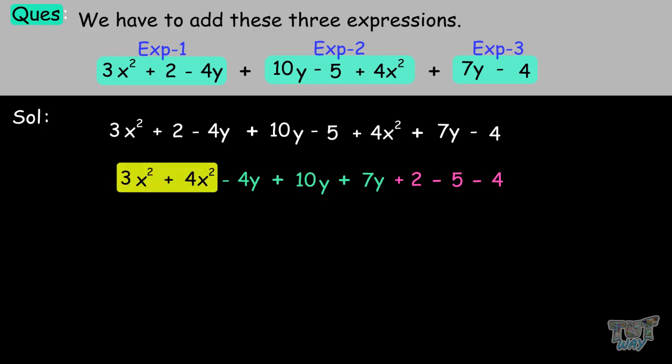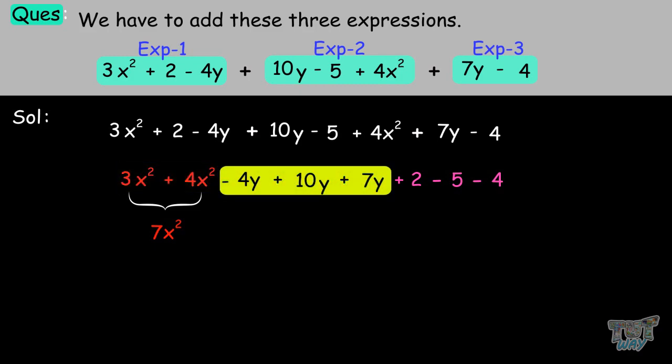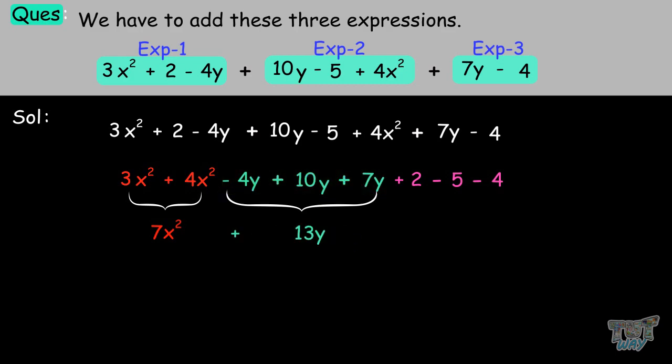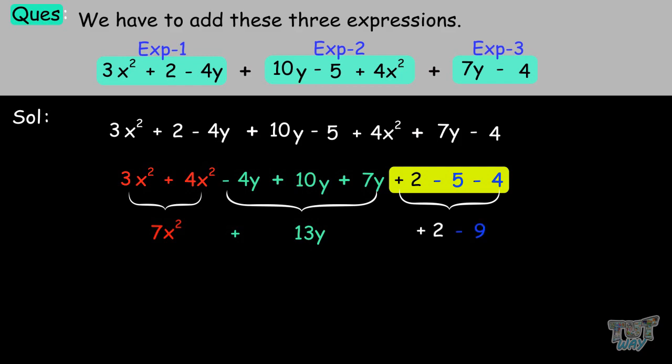So you have 3x squared plus 4x squared. Both are positive. You add to get 7x squared. Now you have negative 4y plus 10y plus 7y. You add 10y and 7y to get 17y. Then you have negative 4y plus 17y. You keep the positive sign because it belongs to the larger number. And then you get a final answer of positive 13y. And now you have to add and subtract 2 minus 5 minus 4. You subtract negative 5 and negative 4 to get negative 9, and then you have to add positive 2 to that.